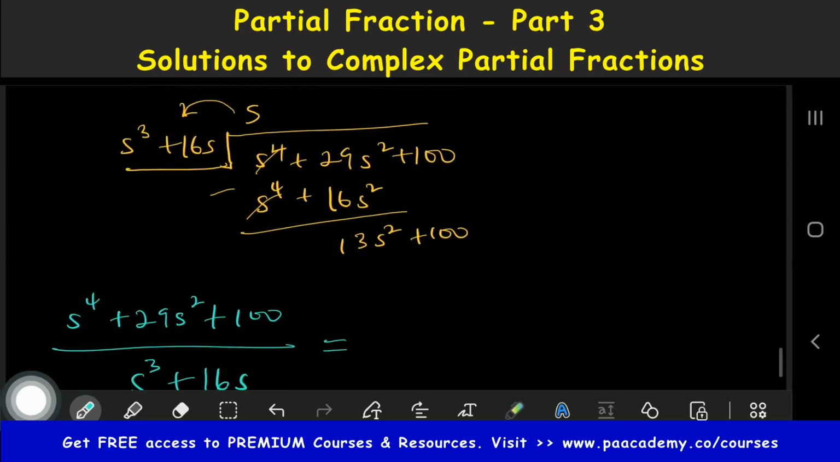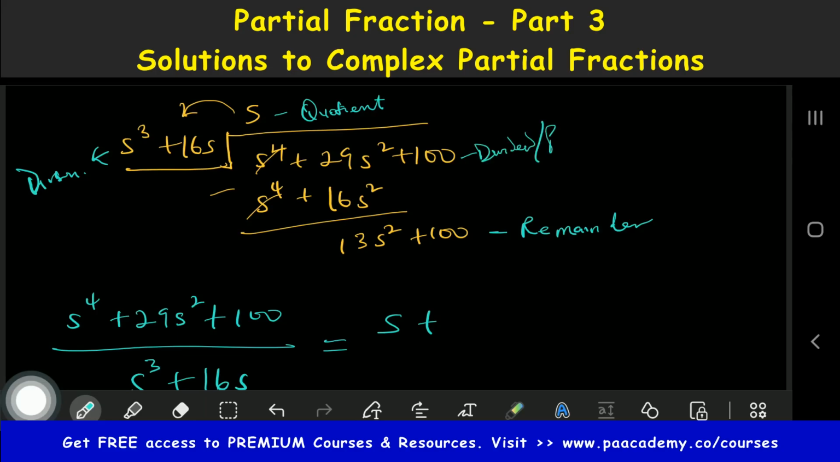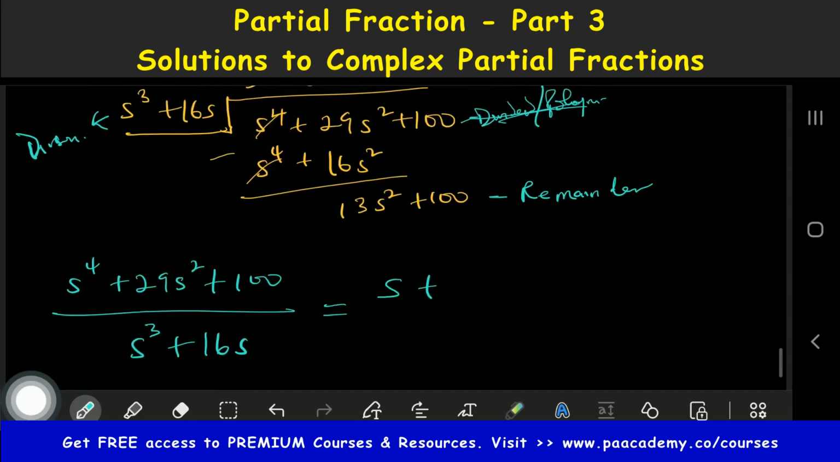So we can have it as, you start with the quotient, which is s, plus, so this right here is called the quotient, and this is the remainder, and this is the divisor, and then this is the polynomial, or I think the dividend. Anyway, some of them are also called polynomial. All right, so that will be s, then plus the remainder, 13s squared plus 100 over s raised to power 3 plus 16s.